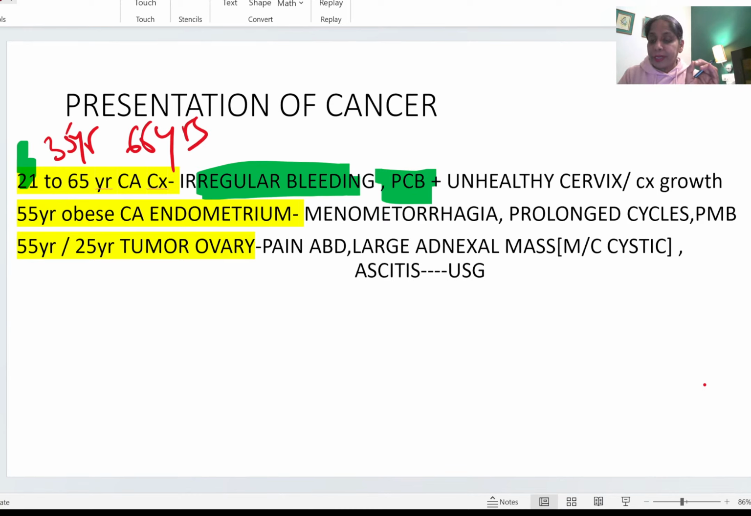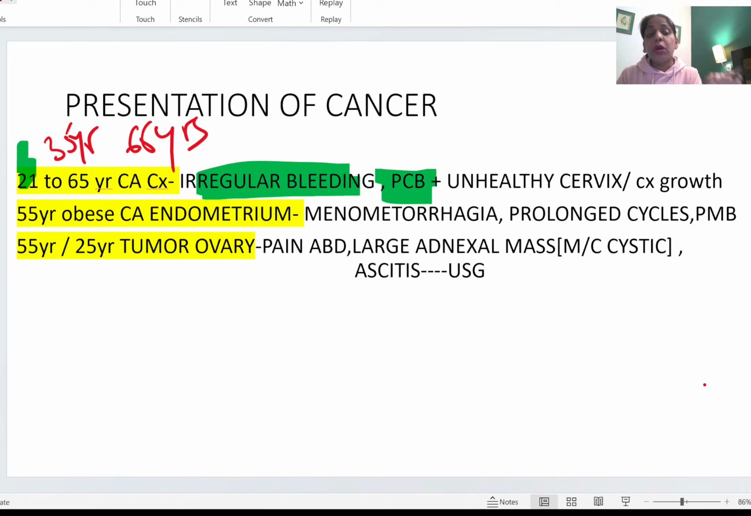Now, CA endometrium. CA endometrium occurs in a 55 year old obese lady, because in an obese person there is a lot of cholesterol. The increased cholesterol leads to increased estrogen. Increased estrogen leads to increased endometrial proliferation. Okay, got it? What is the estrogen substrate? Androstenedione. Androstenedione is made from cholesterol.